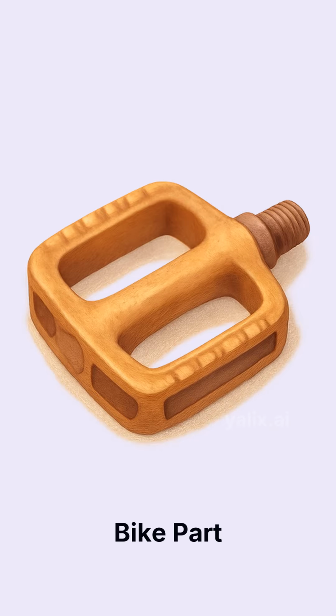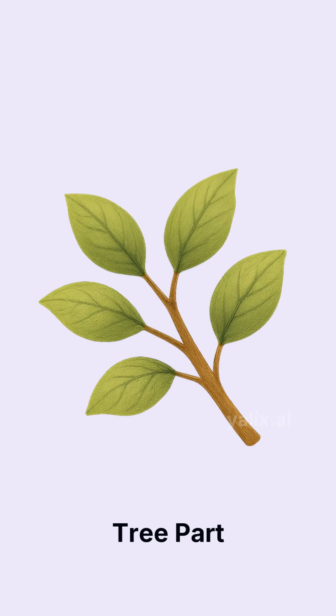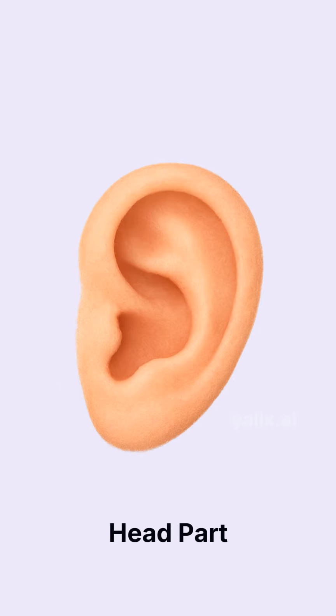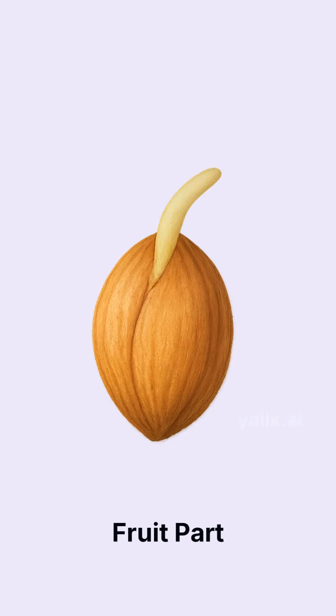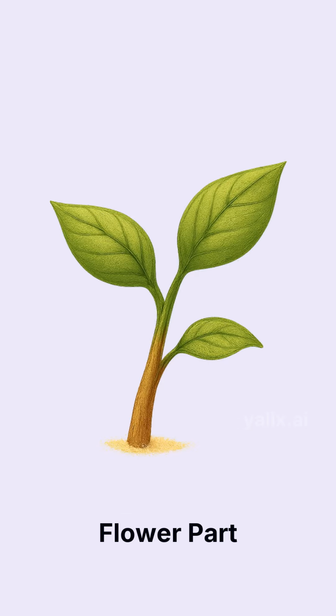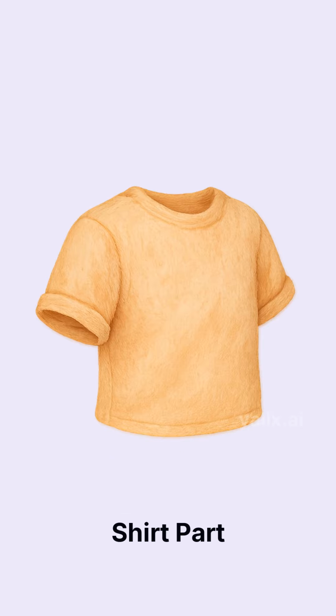Pedal is part of bike. Branch is part of tree. Window is part of house. Ear is part of head. Seed is part of fruit. Stem is part of flower. Sleeve is part of shirt.